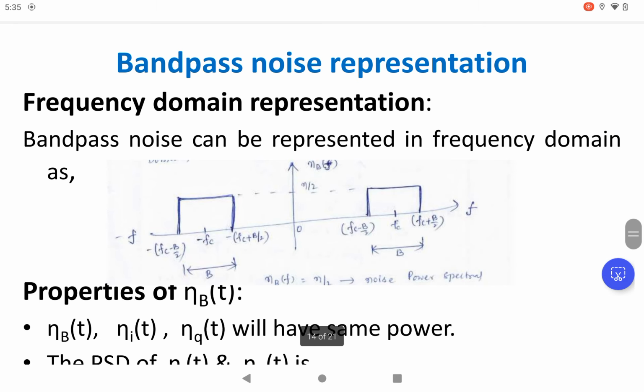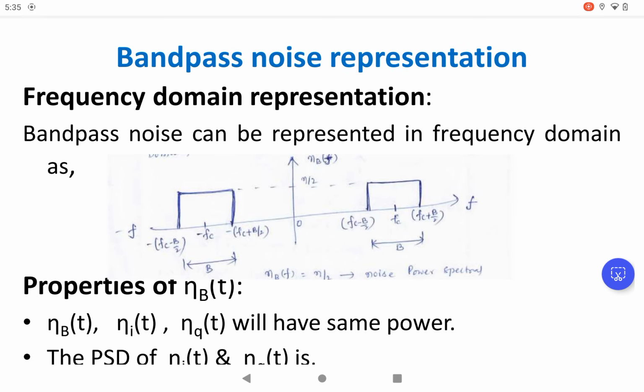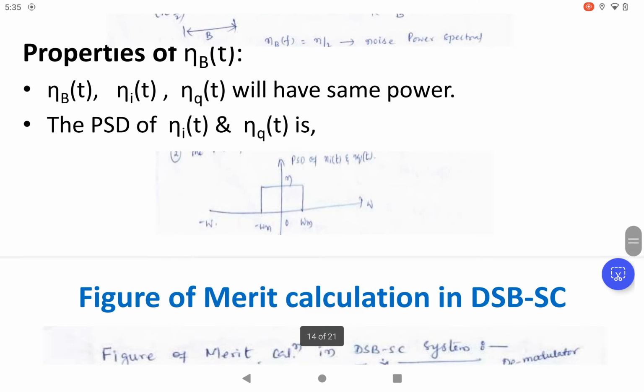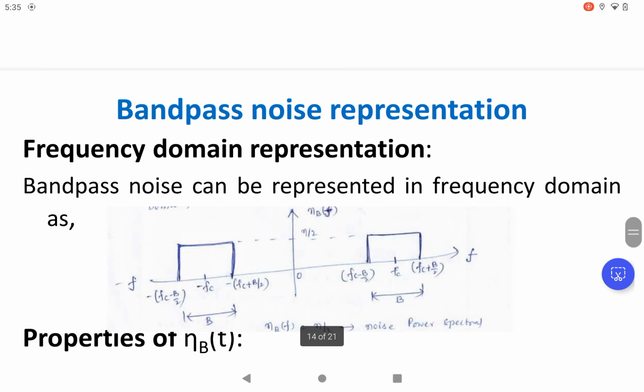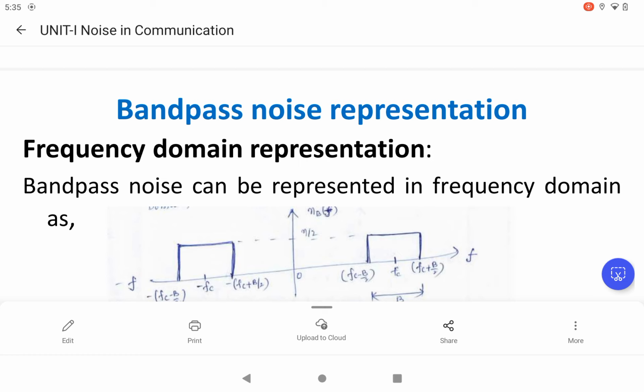And finally, this is the frequency domain representation. In the frequency domain representation, we represent N B of f, that is the band pass noise in the frequency domain, with a bandwidth of 2B. So that's all about the noise calculation and noise representation of the communication system. Thank you.